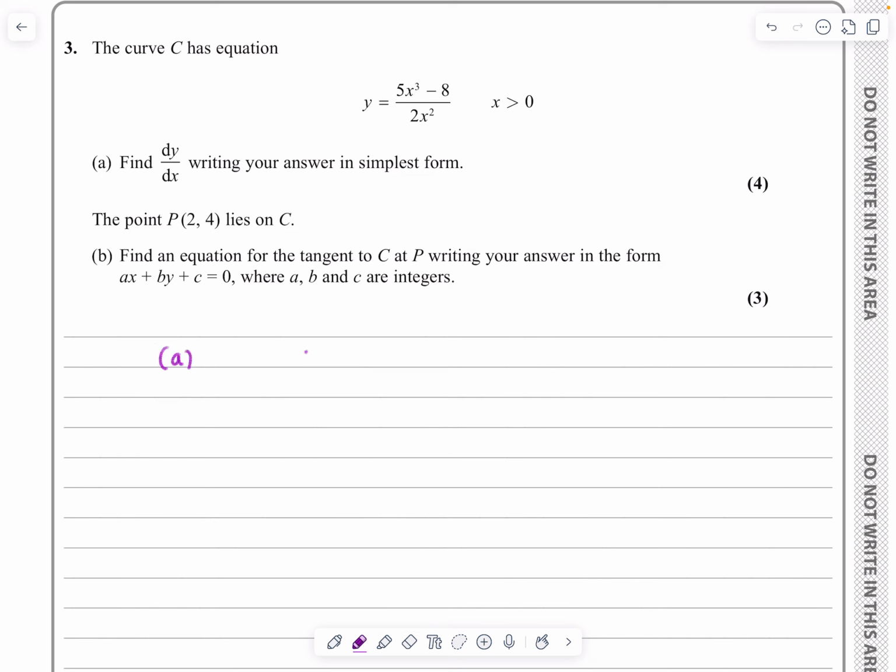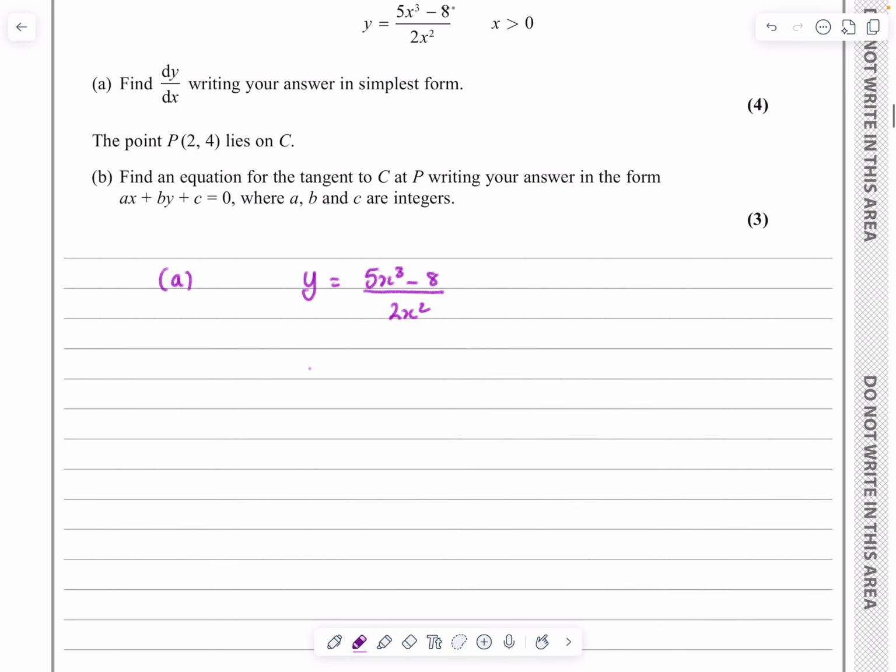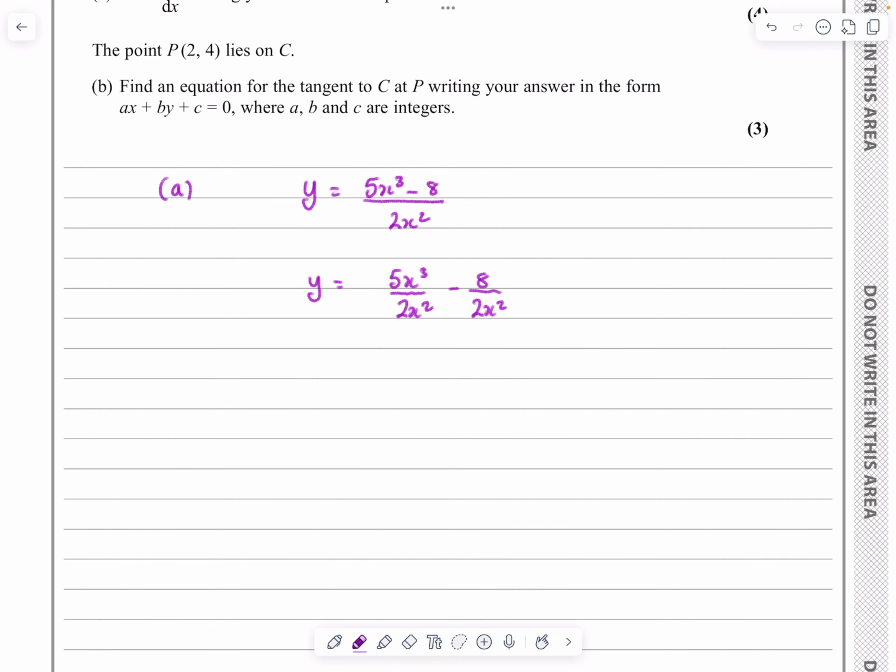It tells me that y is equal to (5x cubed minus 8) all over 2x squared, and it says, can we find dy by dx? So yeah, we can. We just need to make this a differentiable form. So let's leave it as y for the time being. Split this fraction up into 2 parts here, and then tidy up all our powers and everything.